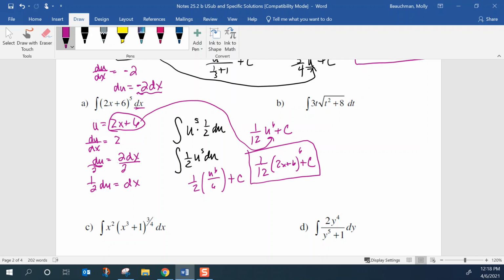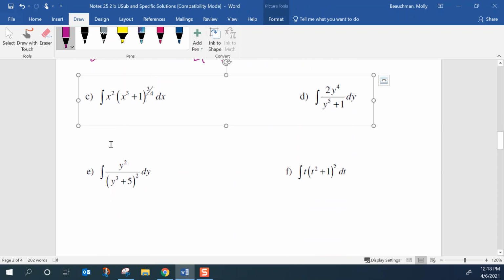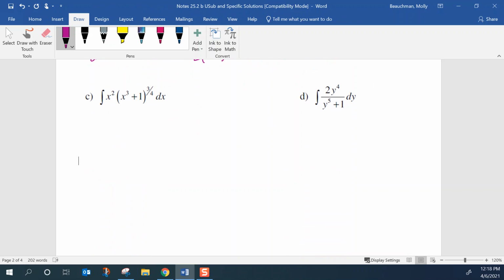All right, let's try another one. Let's go ahead and look at C. We have the integral of x squared times x to the third plus 1 to the power of 3/4. If you want to rewrite the original problem so that you have the expression raised to a power first, x to the third plus 1 to the 3/4, and then the x squared dx is written after it, okay, so that you can tell on your u substitution if you've got everything you need.